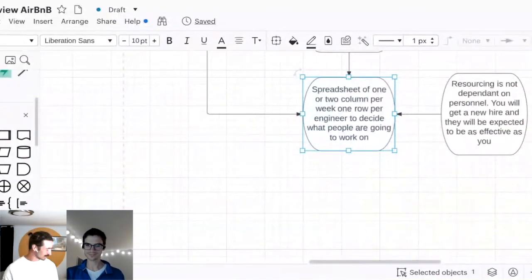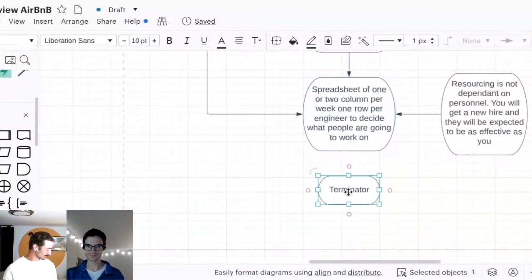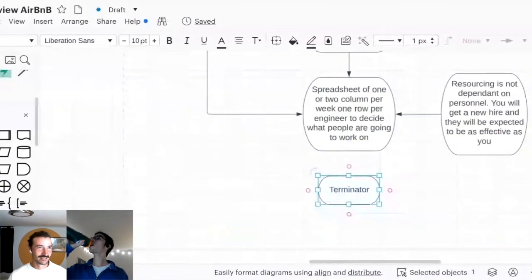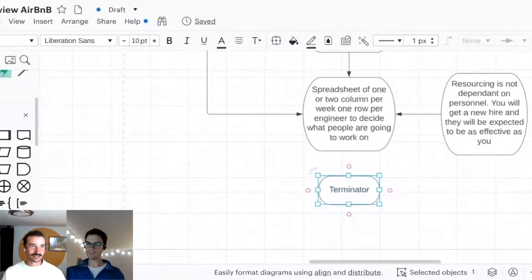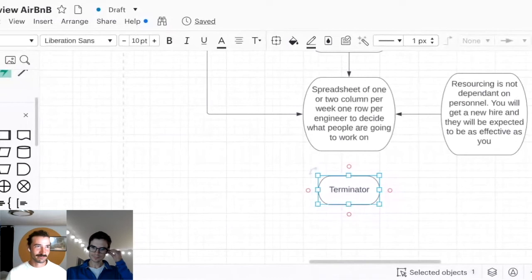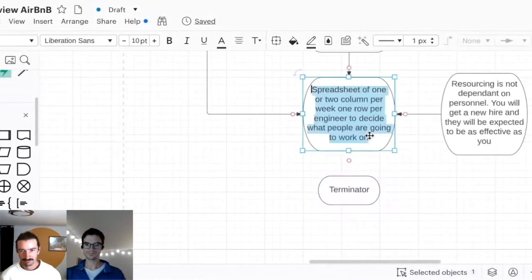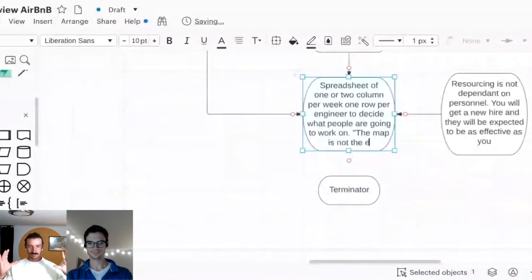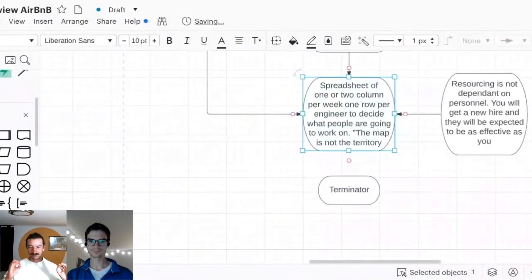What's the quote? There's something about it's a map. The map is not the terrain, I believe. Um, the map is not the territory. So I think as long as you recognize that this is a map, right? This is not the ground truth of what you're going to work on. But you basically are saying, hey, this is a really hard problem. The coordination problem between engineering teams at Airbnb is really hard, right?